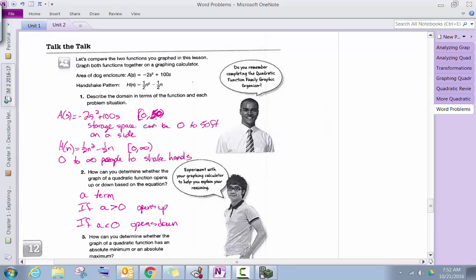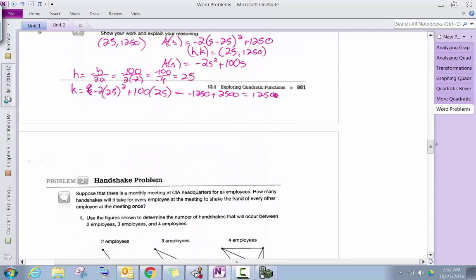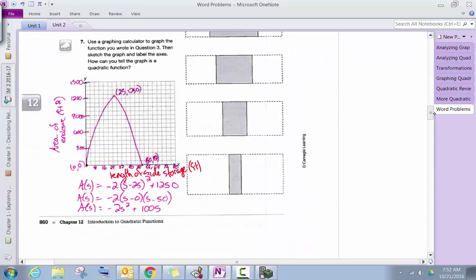Describe the domains in terms of the function for both of these. Now the negative 2s squared plus 100s, let's go back to our graph, all the way here. Notice our x value has to be positive. Our x or our s has to be positive because it's the length of a side of the storage unit. It can be between 0 and then 50, because after 50, if we have an x value of 50, our y, our area, is below our x-axis.